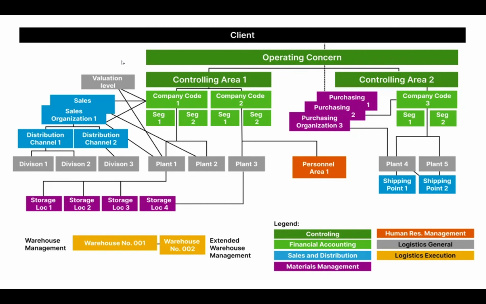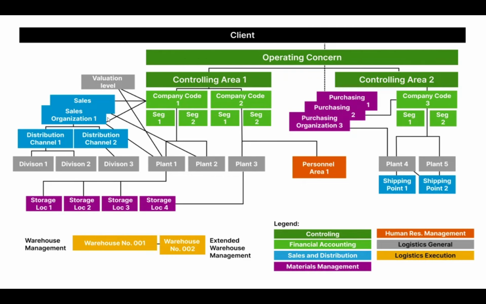Next is distribution channel. Distribution channel defines how products and services reach the customer. It determines the route in which the products are sold. Division represents a product line. It is used to separate materials into different categories. For example, if a company manufactures vehicles, then two divisions can be created for electronic materials and non-electronic materials.